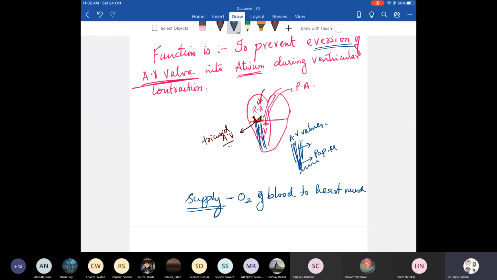Okay, any doubts to anyone? Is it clear to all? Can we move to the next? I want each and everybody in the class to be clear with this diagram.